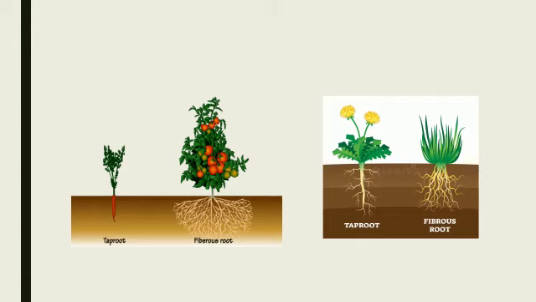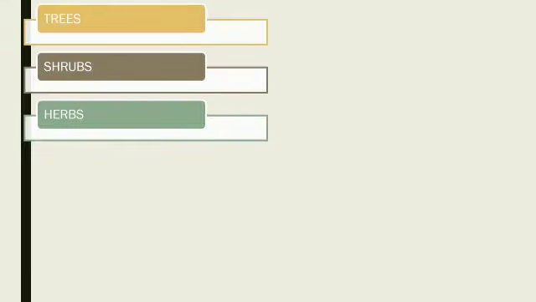So children, now let's revise the lesson with some questions. Here what you have to do is that I'll ask the question, you think, and let's discuss the answers. The first question is, which are the two types of roots? The answer is, the two types of roots are taproot and fibrous root. The second question, name the type of plants with different stems. So the answer is, the plants with different stems are trees, shrubs, herbs, climbers and creepers.